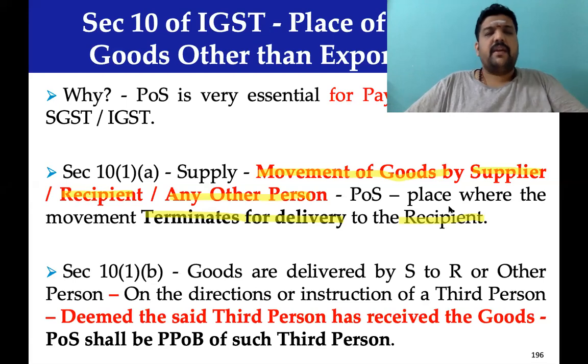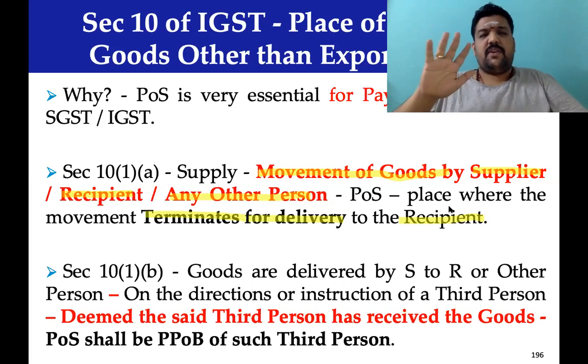Place of supply would be, when goods involve movement, and the movement is handled by the recipient, the place where the movement terminates for delivery. And during the movement, if any risk happens, again the supplier is responsible. But the movement alone, supplier has not given weightage to it.